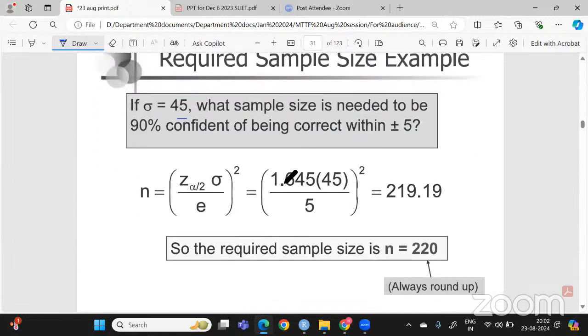Sigma value is already given to me, 45. Then we have the value for the error term, that is plus minus 5. When you put all these values in this formula, we get a sample size of 2.9.